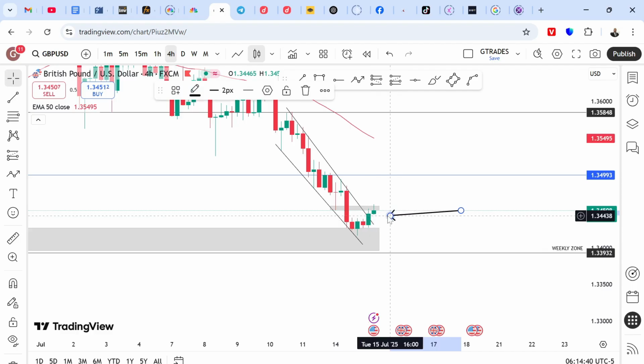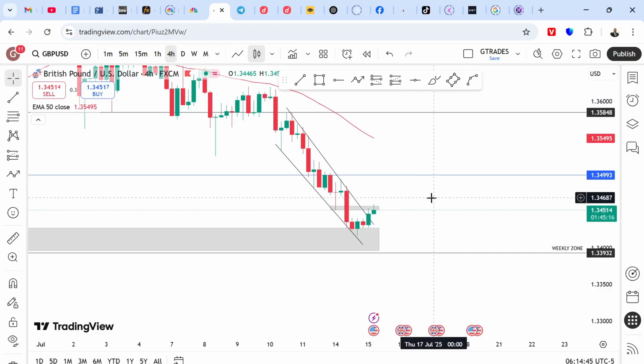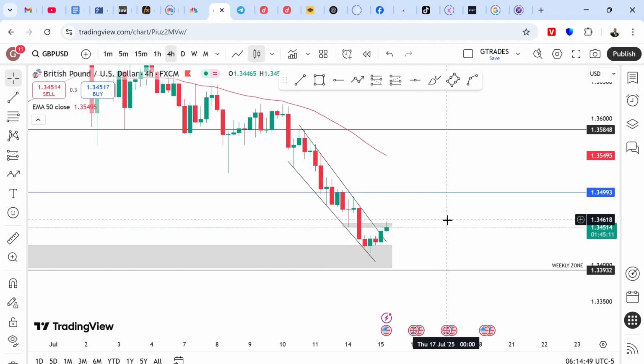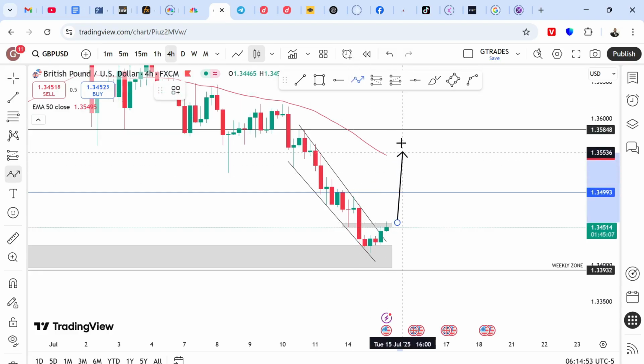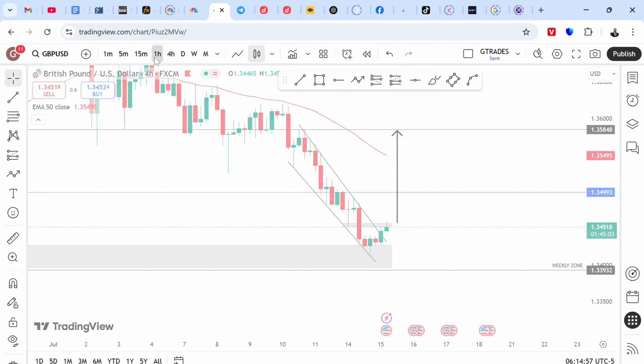While I'm currently filming this video, we have CPI coming in the next 1 hour. The market can be reacting towards the CPI news, but if you look at the market structure, price is about to push to the upside here, about to push to the upside here. So let's go to the 1 hour time frame and see what is happening.